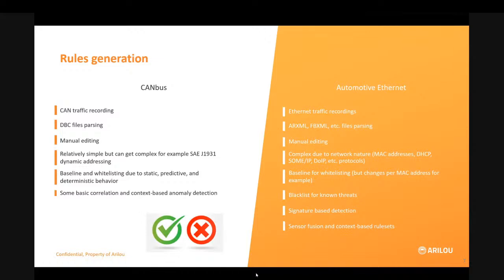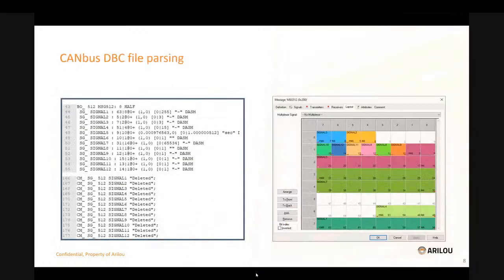So this is the rule generation, just to give you some visualization of how rules are being generated. This is an example of a DBC file. We take this DBC file and convert it into rules. This one is anonymized. You cannot tell who is the OEM, obviously, so no problem to show it. We use this to generate rules.